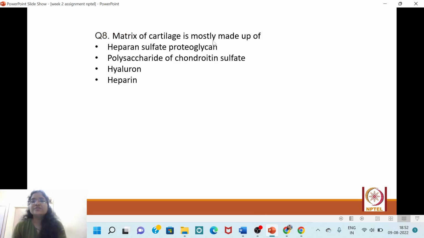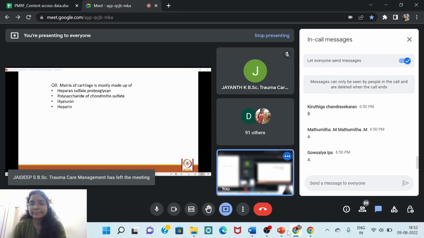Matrix of cartilage is mostly made up of: heparin sulfate proteoglycan, polysaccharide of chondroitin sulfate, hyaluron, heparin. Start giving the answers.